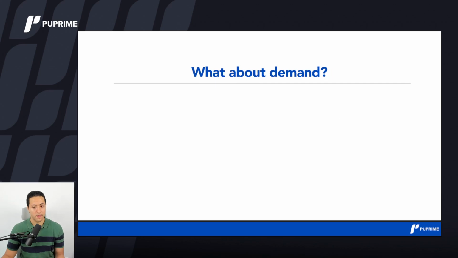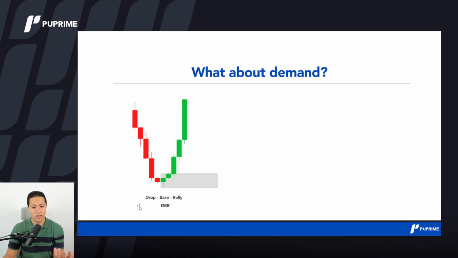Okay, so we have finished the supply so far. It's a rally base drop or a drop base drop, and it has to end with the word drop because it's supply. Can you think with me right now what the demand zones should end with? Rally, not drop, because it's demand. So the first one will be a drop base rally. It's exactly the opposite of the first one.